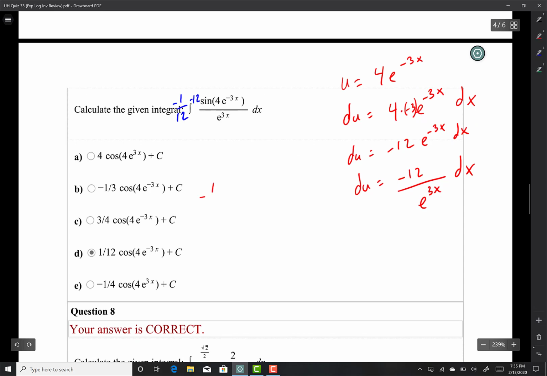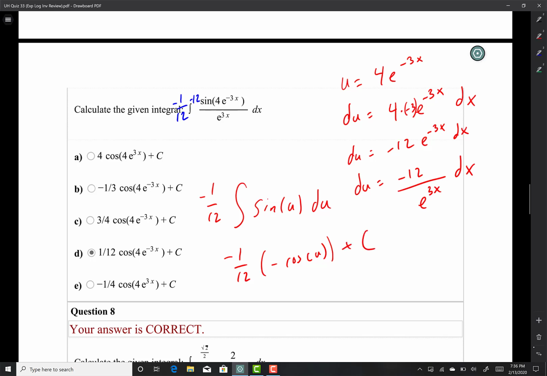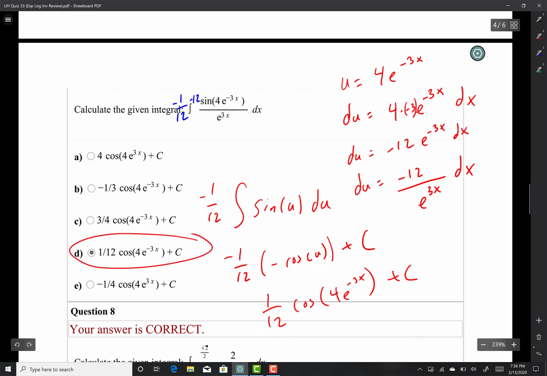So here we go, negative 1/12 integral sine of u du. Perfect, I'm ready. Antiderivative of a sine is negative cosine. I put a parentheses to indicate that I'm multiplying negative times a negative, and I put the plus c. And now I just go ahead and multiply. Negative times a negative is a positive. So 1/12 cosine of u, which is 4e to the negative 3x, plus c. There it is.